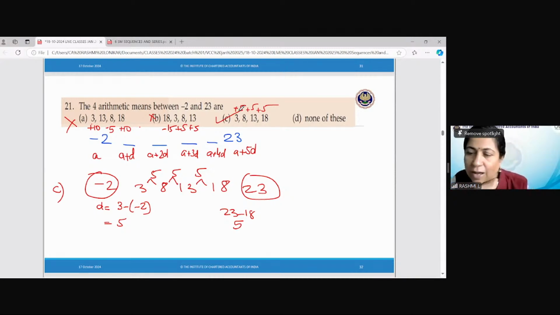So I have shown you this in both ways. Either you can solve, or you can simply look at this and get the answer. Just looking at options A and B, we know that they are incorrect, and so we are getting only C as the possible option, or C or D, none of these, also possible.